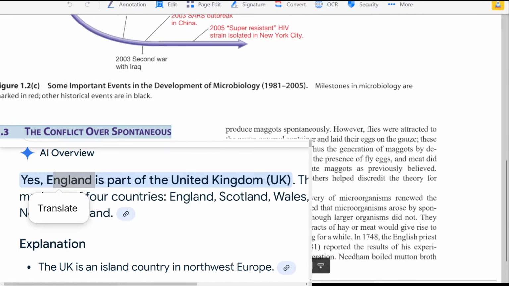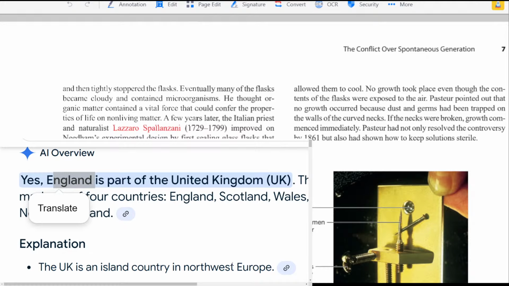Needham boiled mutton broth. So Leeuwenhoek did his job and raised the controversy again, but John Needham did the same experiment and then tightly stoppered the flask. Stoppered means he sealed it with a cork or something. So he wasn't like Leeuwenhoek, just boiling and leaving it open. He first sealed the flask and then boiled it. Eventually, many of the flasks became cloudy and contained microorganisms.